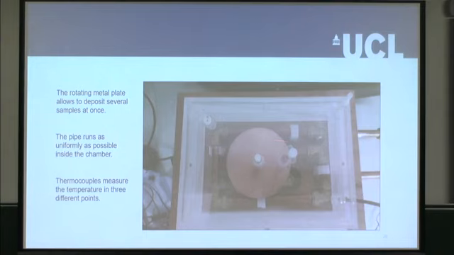As you can see, the rotating metal plate and the pipes that go around in order to uniformly cover as much as possible the chamber inside. And then lastly, thermocouples. I believe 3 or 4 thermocouples are used to keep track of the temperature inside the chamber, so that it can be as uniform as possible. And this, of course, makes measurements more accurate.